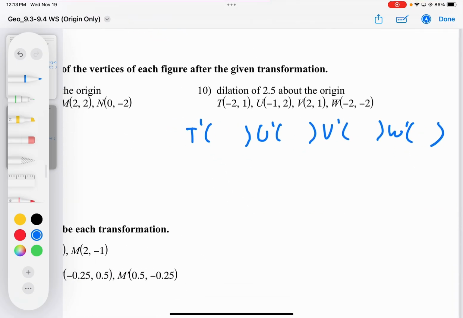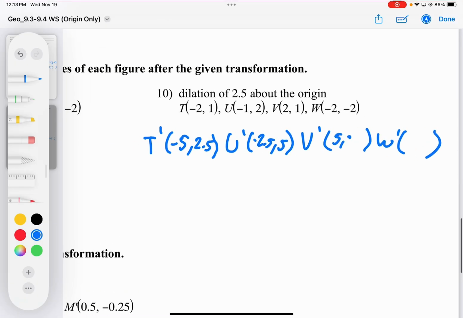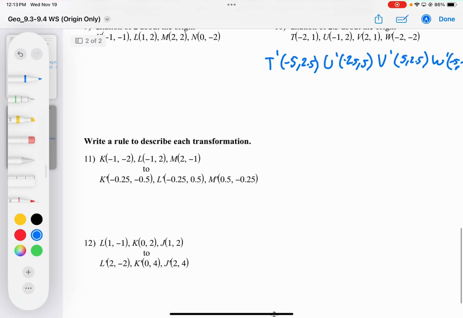All right, let's do number 10. Let's give our answers for number 10. Again, it's probably easiest if you do it as decimals because decimals are easier to plot. You don't have to plot number 10, but what'd you guys get for T prime? -5, 2.5. U prime would be -2.5 and then 5. V prime would be 5, 2.5, I think. And then W would be -5, -5.